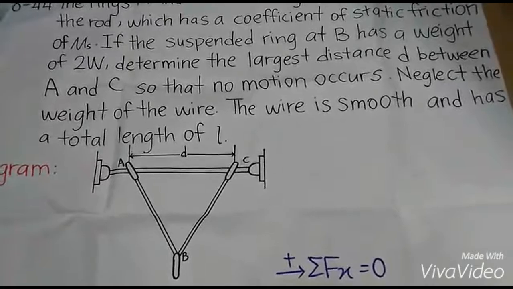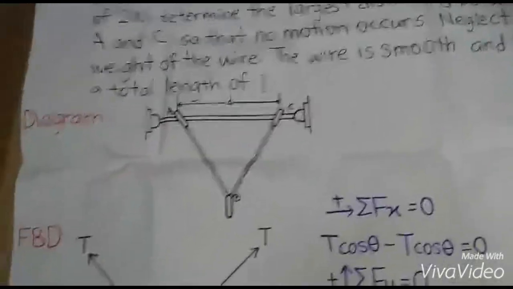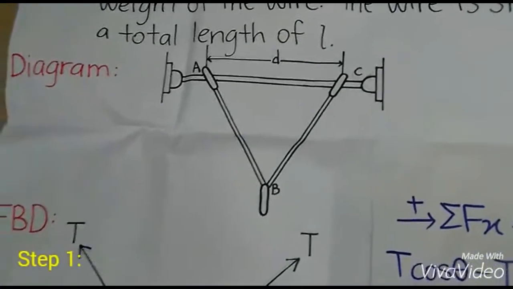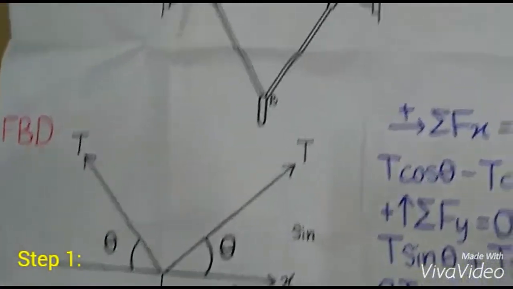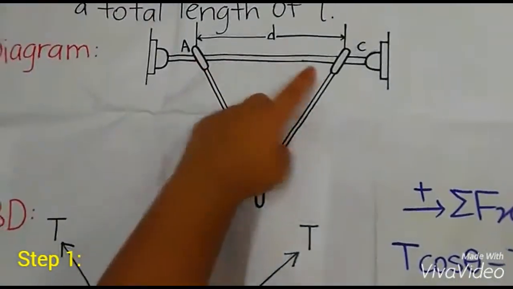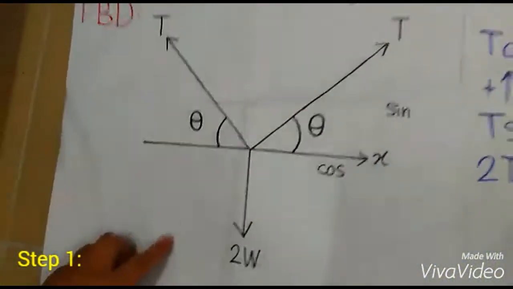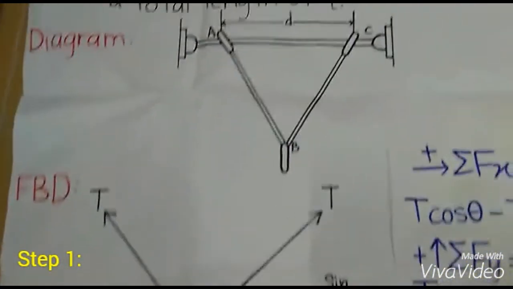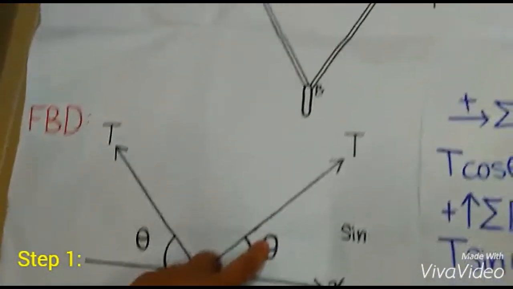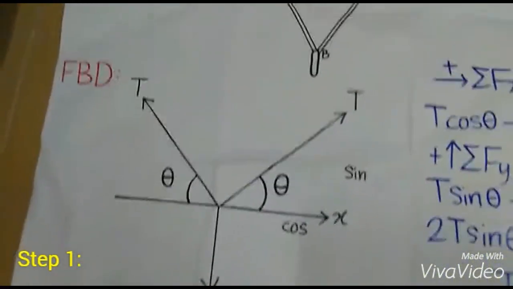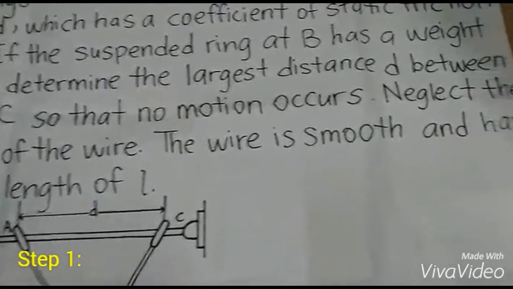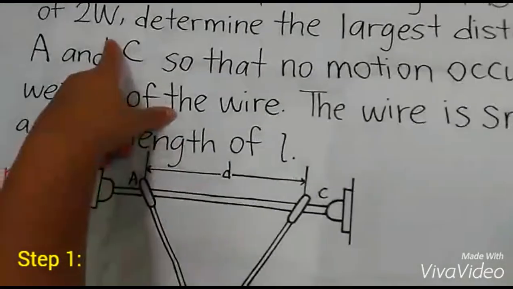The wire is removed and has a total length of L. Then the diagram given is like this. First, we need to draw out the free body diagram from the diagram. Okay, because it is the rod between A and C and B. So the free body diagram based on the diagram is like this. Two tensions because it is a rod. Then B refers to the weight. The weight given is 2W.